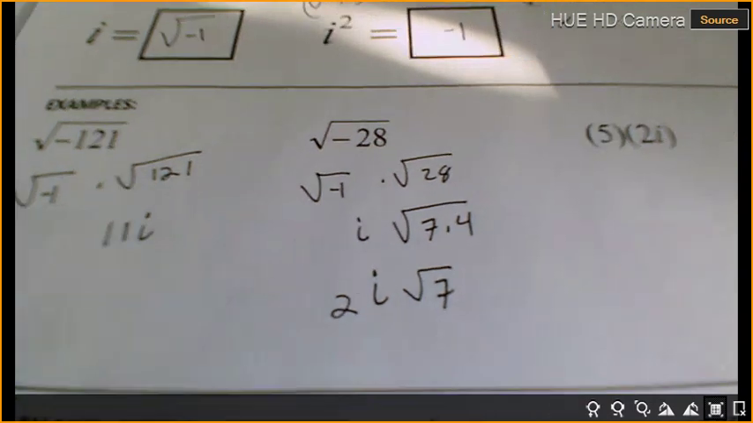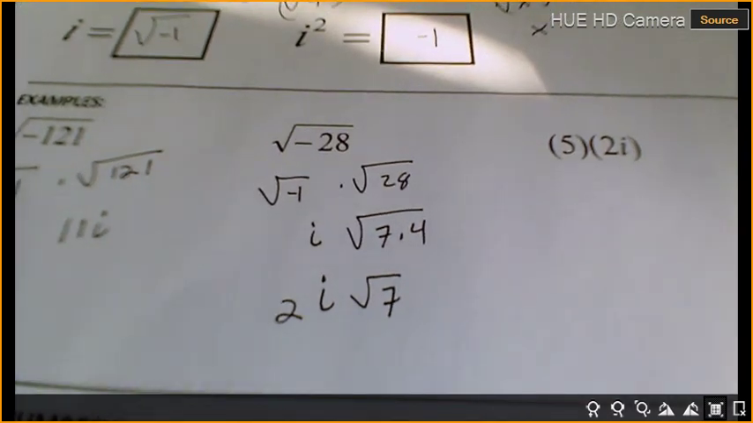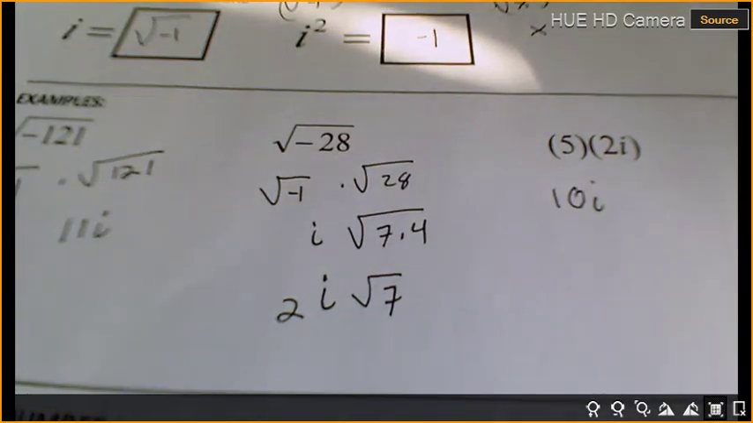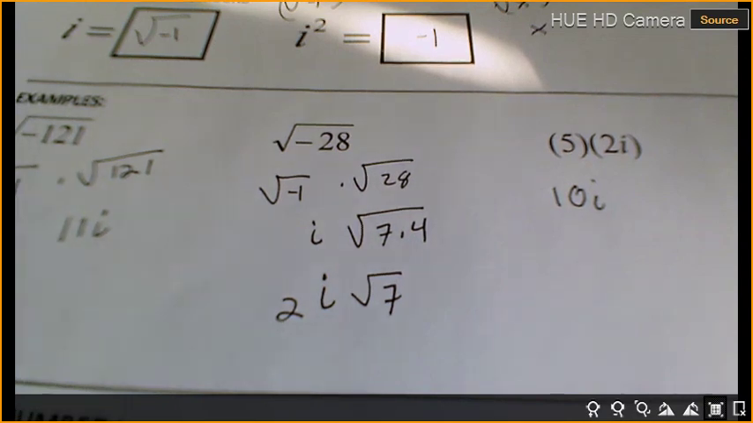All right. Now we're going to look at multiplication. What's 5 times 2? 10. And then we just leave the i at the end. Oh, that was easy. Okay.